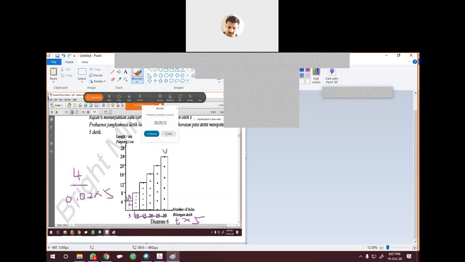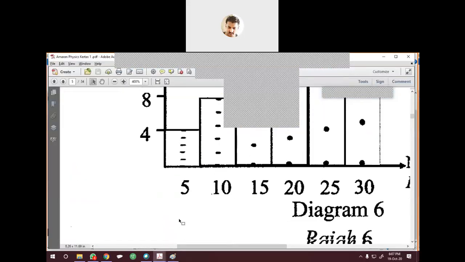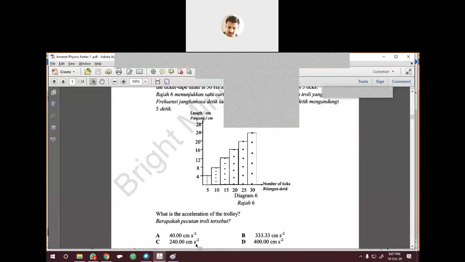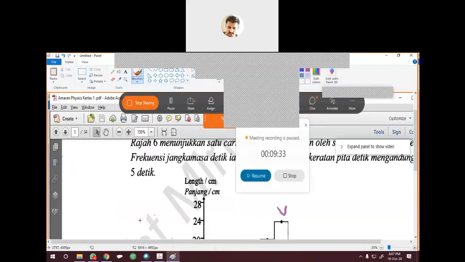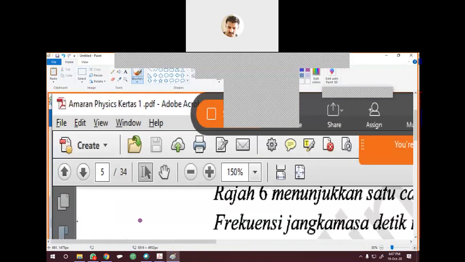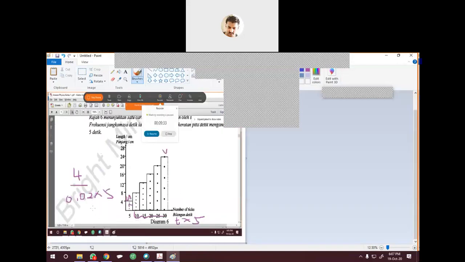But now this is in centimeter. Do you need to change this to meter? Let's check the question. No need to change to meter because they give you in centimeter per second. So how much do you get? 40, sir. Good job. So u is 40.